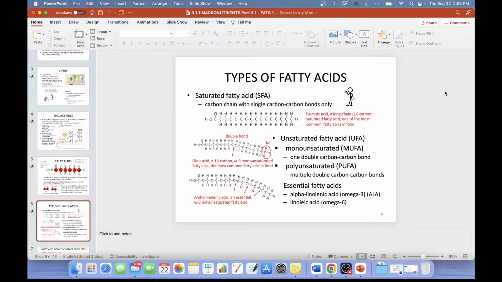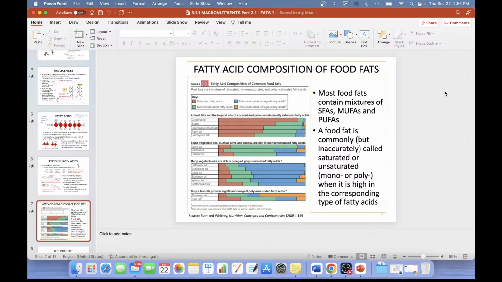Okay, now let's move from the fatty acids to the fats. Most fats in food as well as in our body contain mixtures of saturated fatty acids, monounsaturated fatty acids, and polyunsaturated fatty acids. So basically, there is no fat that only contains saturated fatty acids or only contains unsaturated fatty acids. We call the fat saturated or unsaturated depending on whether it contains mostly saturated or mostly unsaturated fatty acids. All right?